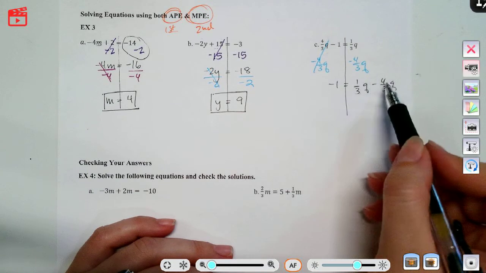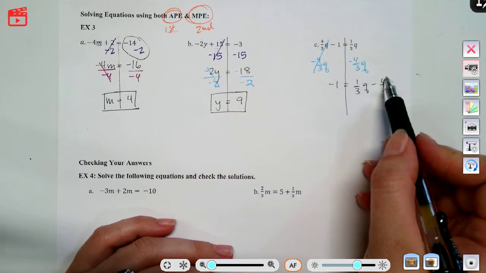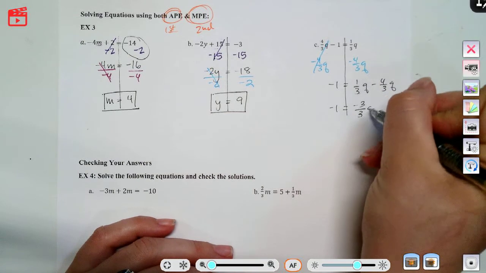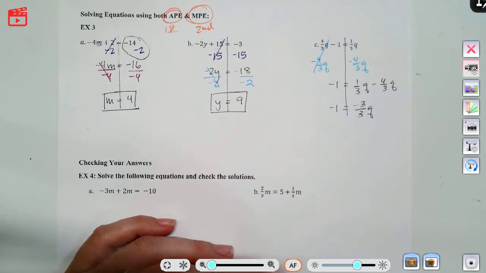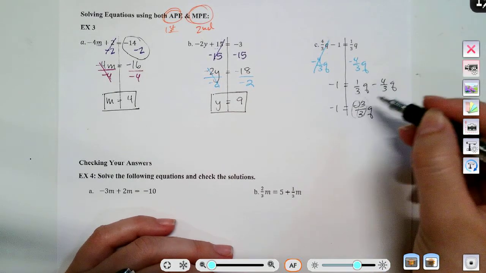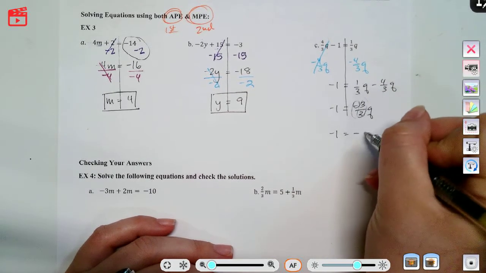So 1 over 3 minus 4 over 3 q's. That's going to be negative 3 over 3 q's. Well, what's negative 3 over 3? 3 over 3 is just going to be 1. So that's going to be negative 1. So negative 1 equals negative q.